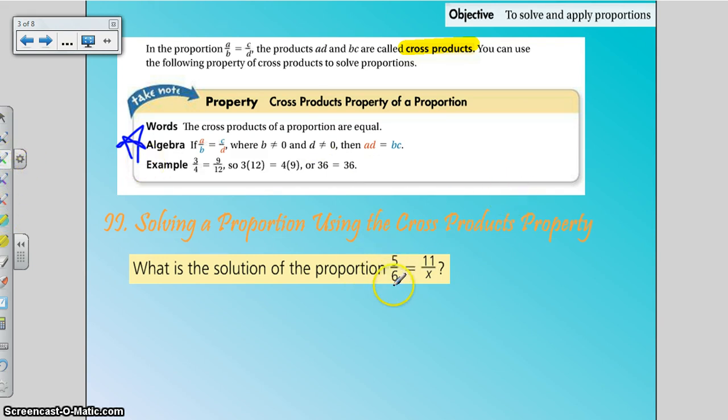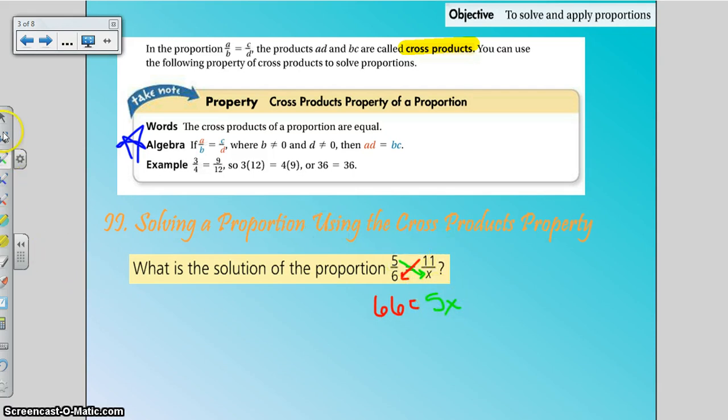So here's 5 over 6 equals 11 over x. Like I said before, you can start anywhere you want. You just multiply one numerator to its opposite denominator. So again, the other numerator to its opposite denominator. So we'll go ahead and start with 11 times 6, which is 66. That equals 5 times x, which is 5x.